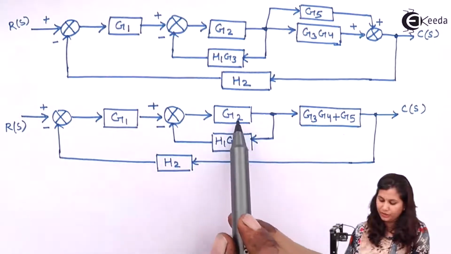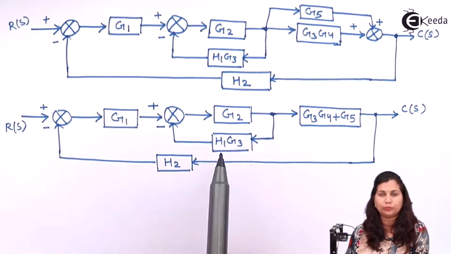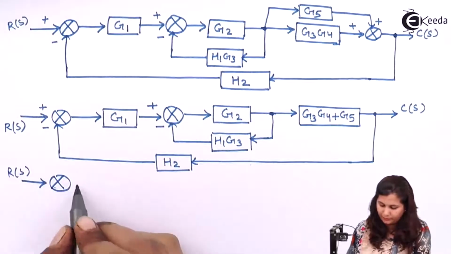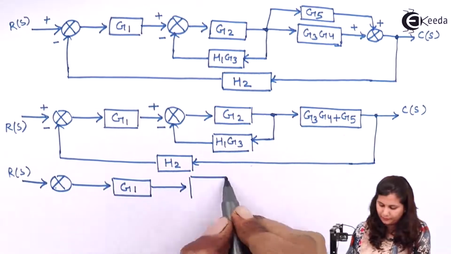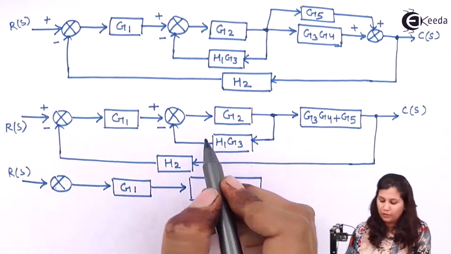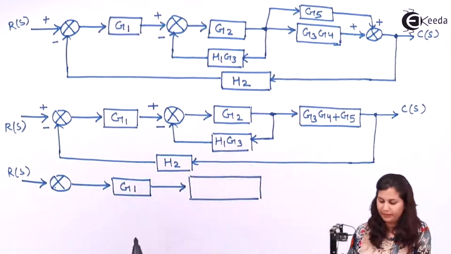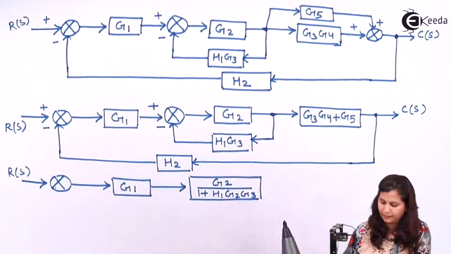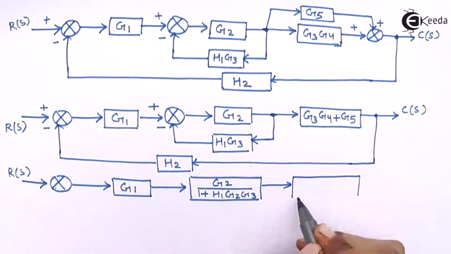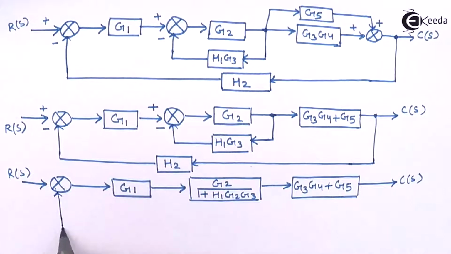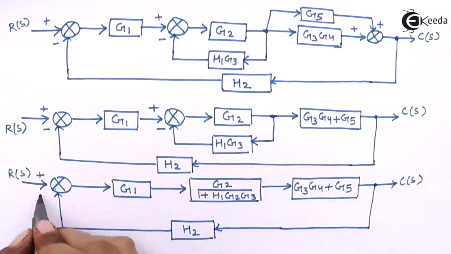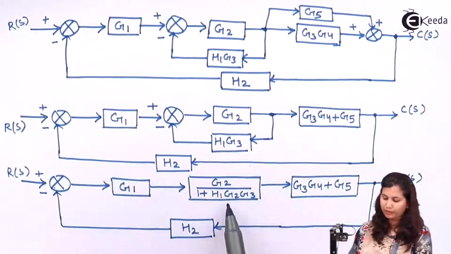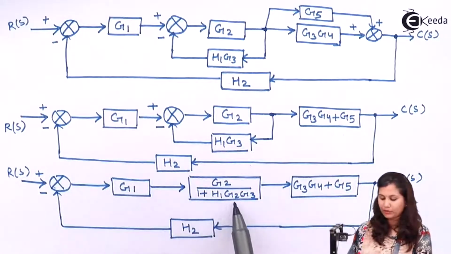Now we see that G2 and H1, G3 are forming a feedback loop. So let's solve this. Because it is a negative feedback loop, when we solve this, we will get a plus sign in the denominator. That is G2 upon 1 plus H1, G2, G3. And this block is as it is. So we have eliminated this feedback loop and replaced it by a single block having the transfer function G2 upon 1 plus H1, G2, G3.